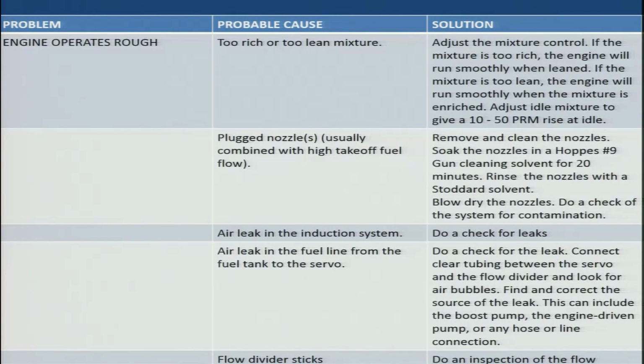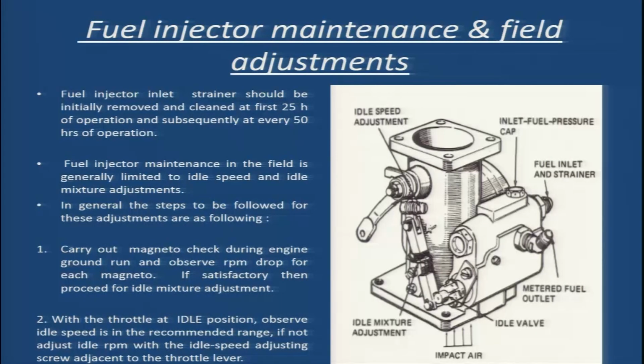So, these were some of the problems encountered in the engine injector system, and now let us see what are the maintenance and field adjustments we carry out on the fuel injector. This is the fuel injector inlet strainer, you see here in the figure. This is your inlet through which the fuel is coming inside the injector, and inside this you have a strainer, a filter which will filter the fuel. So, there has to be some inspection on the filter.